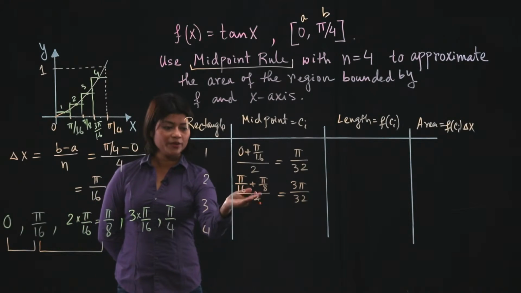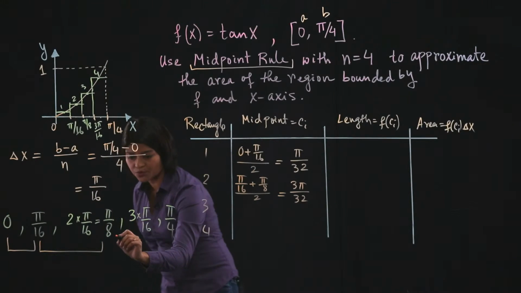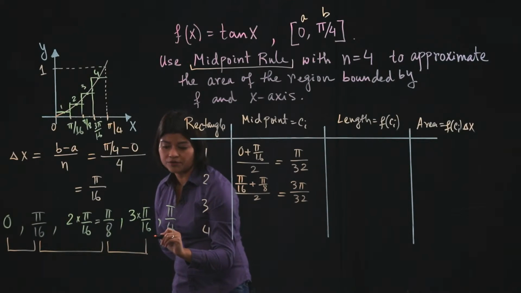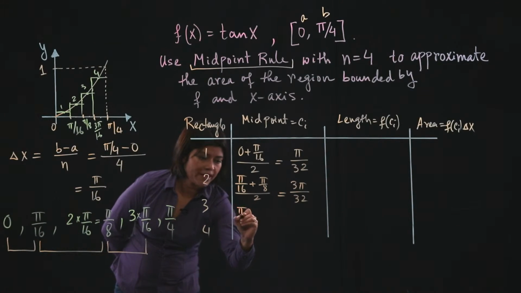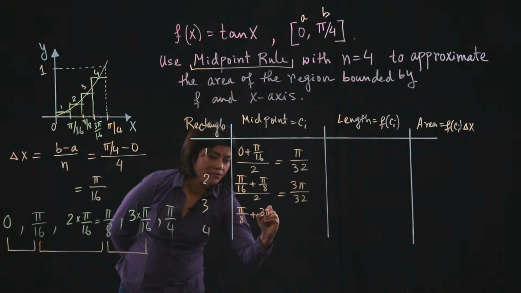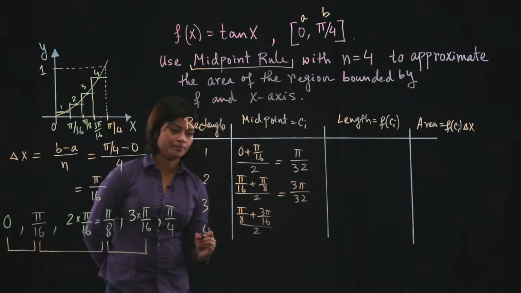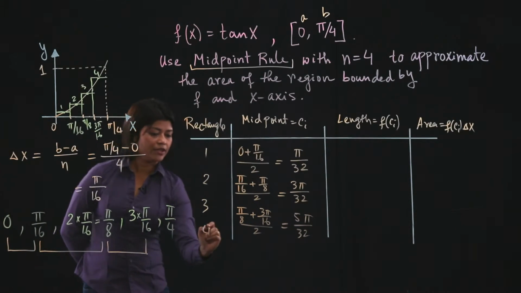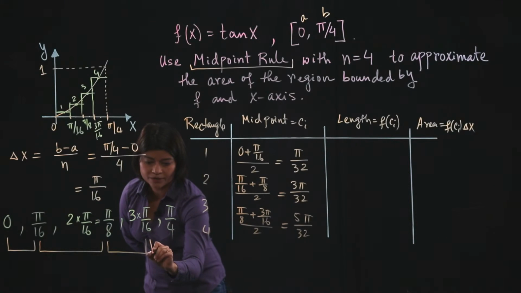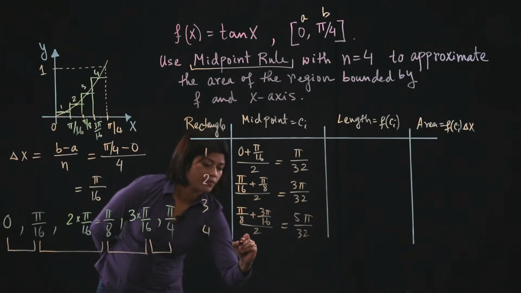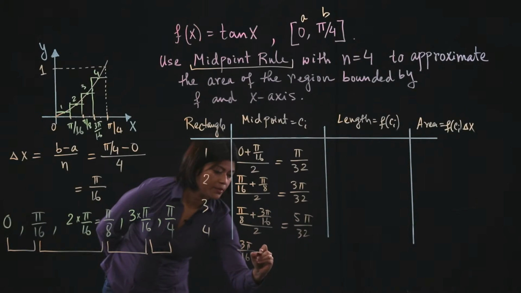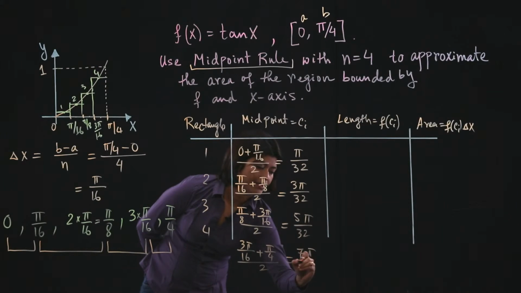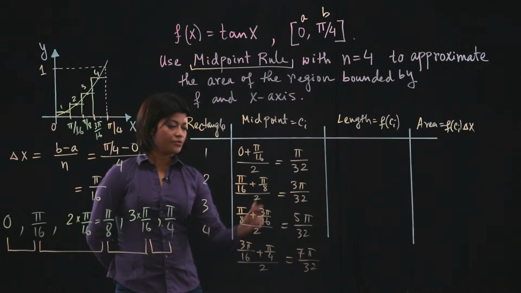So you keep on and you get the next two midpoints. For the next one, we will consider the endpoints pi over 8 and 3 pi over 16. So add pi over 8 and 3 pi over 16 and divide by 2. So that is 5 pi over 32. And for the last one, you use 3 pi over 16 and pi over 4. So 3 pi over 16 plus pi over 4 divided by 2, that is 7 pi over 32. So we got all the midpoints.